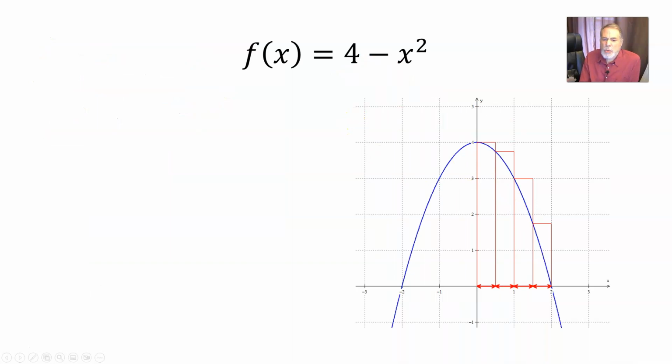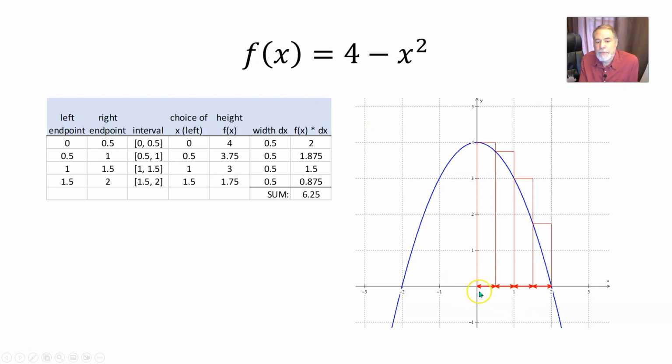Well, to start with, let's not make them infinitely narrow. Let's just make them fairly narrow. Let's divide the interval from 0 to 2 up into 4 pieces, 4 subintervals. So we have from 0 to 1/2, that is from 0 to 0.5, and then from 0.5 to 1, and then from 1 to 1.5, and then from 1.5 to 2. So 4 subintervals, each one serving as the base of one of these narrow rectangles.